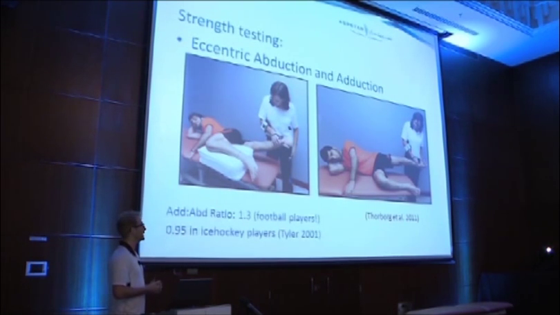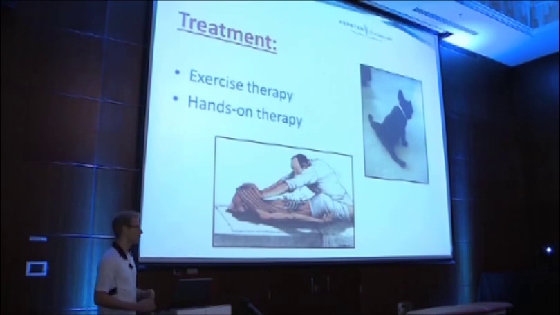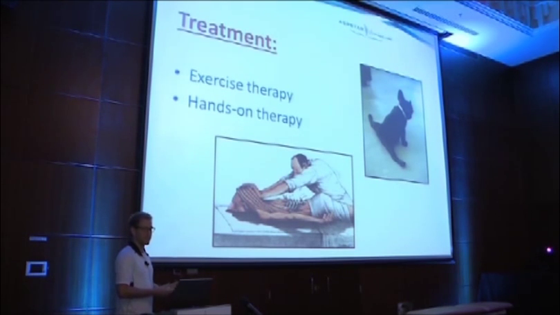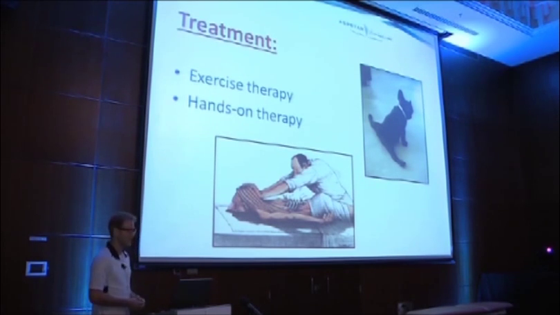So I don't think we can use this with the handball players because they have completely different loading patterns. Of course, there are direction changes, but also in ice hockey you have a lot of direction changes. But there, the ratio in healthy ice hockey players is 0.95. So if any of the handball people here have some data on this, please share it with us. Okay, then we go to the treatment. Broadly speaking, we have two types of therapy: exercise therapy and hands-on therapy.